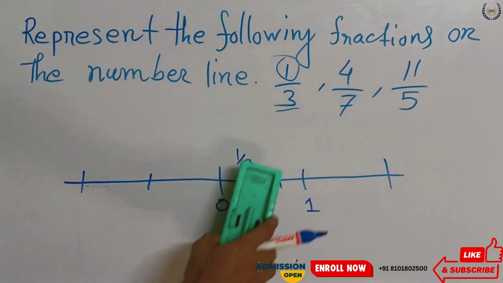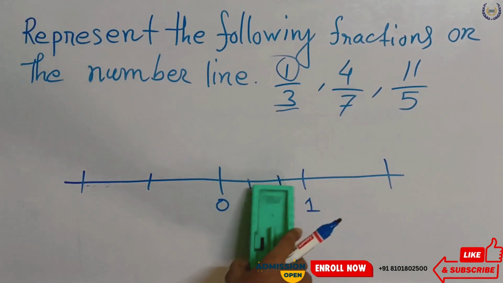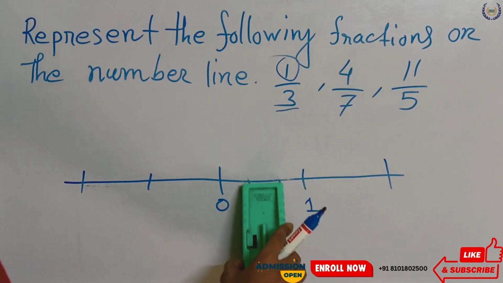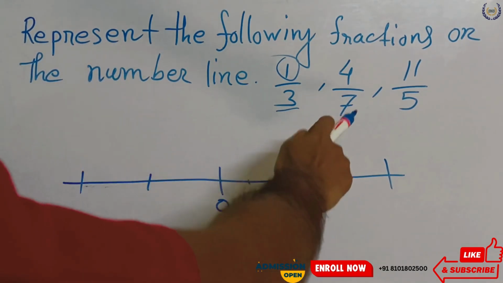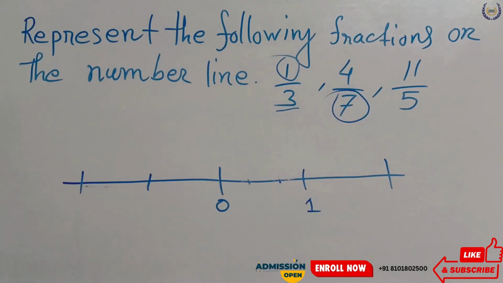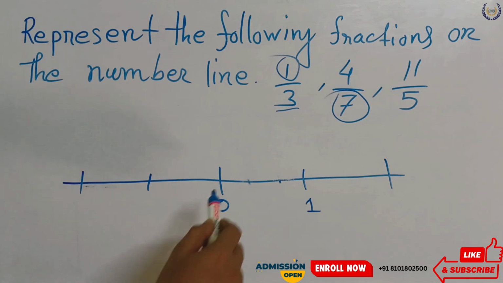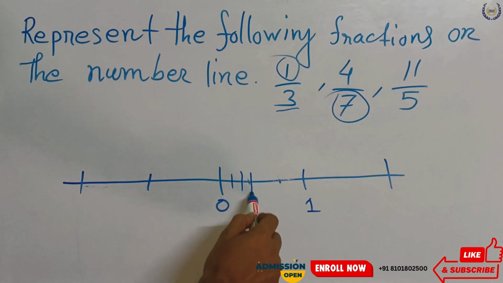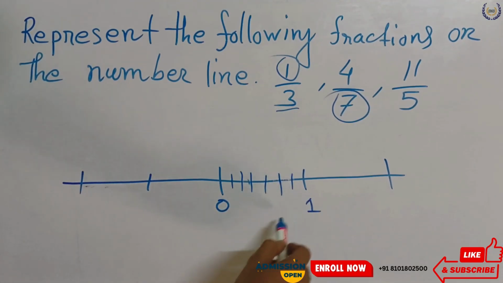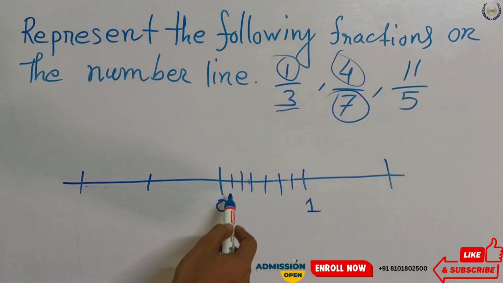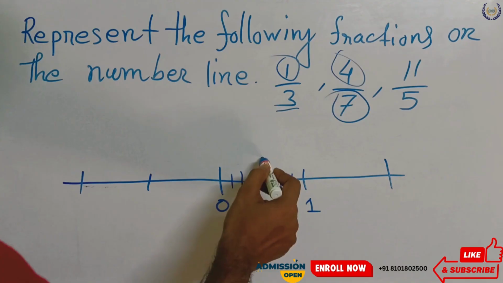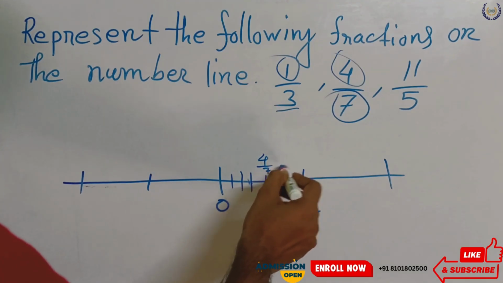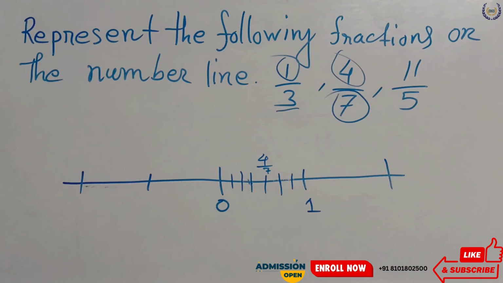Let me show the next one. 4 by 7. So you'll see the denominator, that is 7. So you'll divide 0 to 1 into 7 parts. 1, 2, 3, 4, 5, 6, 7. So I have divided 0 to 1 into 7 parts, and it is the 4th part. So 1, 2, 3, 4. So this will be 4 by 7. Okay, that's how you will represent fractions on the number line.